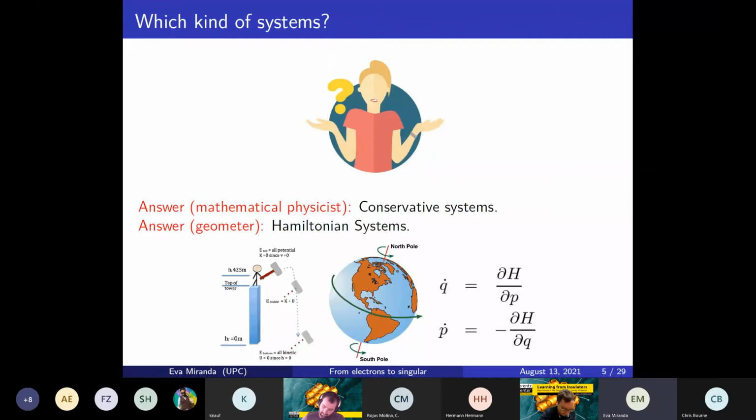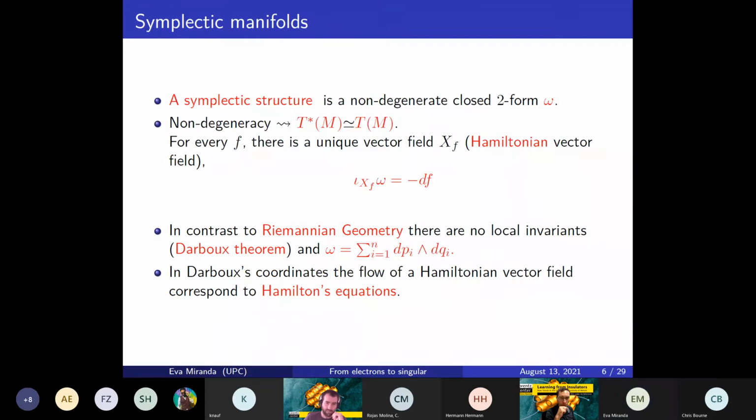And which kind of systems? I already said we are considering conservative systems, and for a geometer, these are Hamiltonian systems. So somebody thinking about a conservative system is the person who throws a big object, okay, a heavy object, and then you have potential energy converting into kinetic energy. Okay, and for us geometers, these would be Hamilton's equations. And well, here we have the sphere. Rotations of the sphere are an example of a Hamiltonian system.